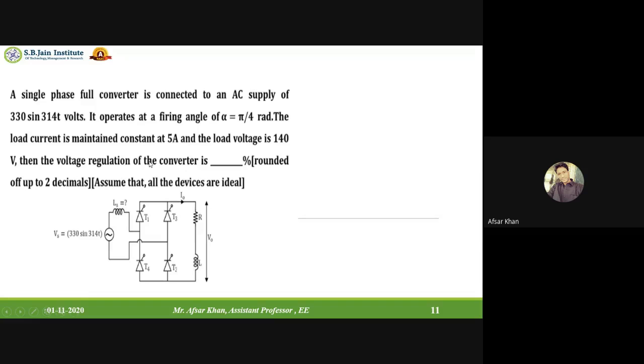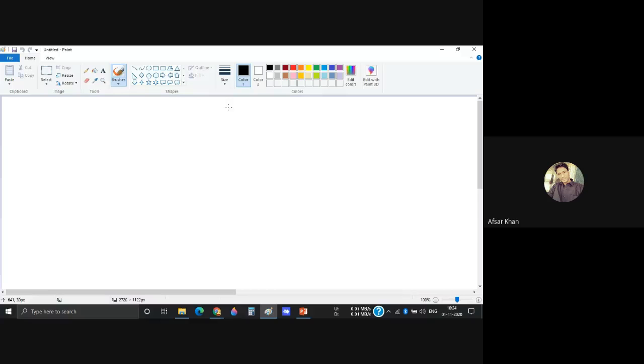I will give you a few relations before the formulas. Now, we know that a rectifier is a converter which converts AC to DC. Rectifier converts AC to DC. Then we will have choppers.